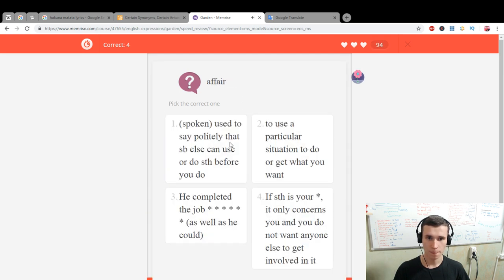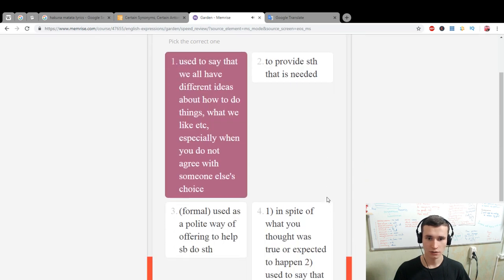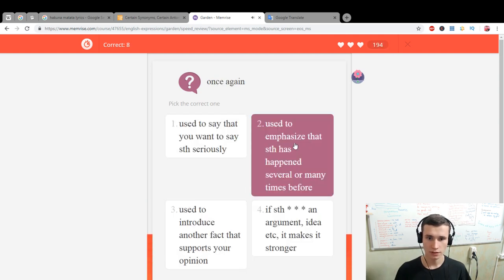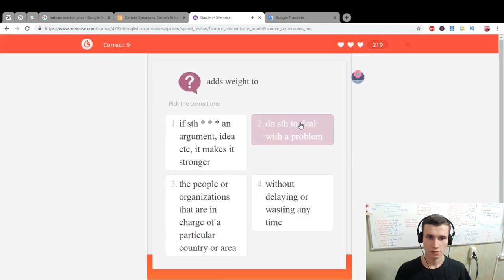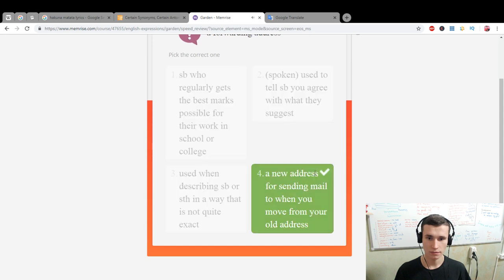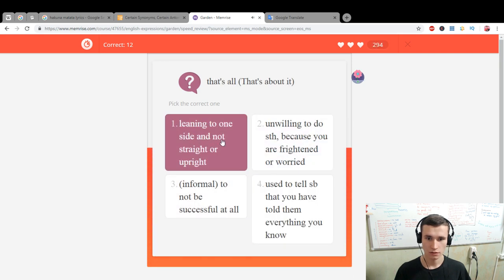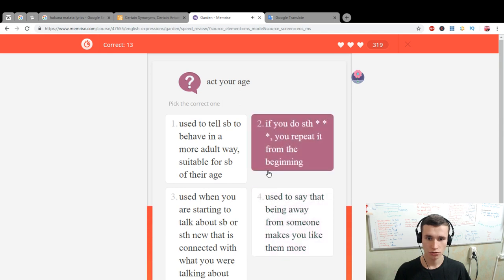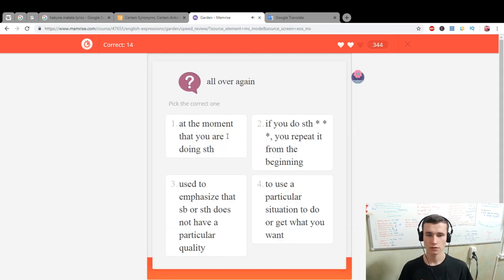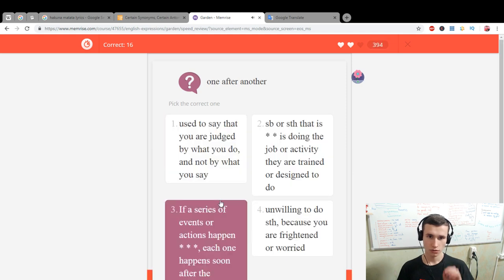After you, politely before. Affair, involved. Against the law, illegal. After all. What was all that about? Once again, emphasized. Adds weight to. Forwarding address, take action. That's all. Act your age. Be after. All over again, from the beginning. One after another.